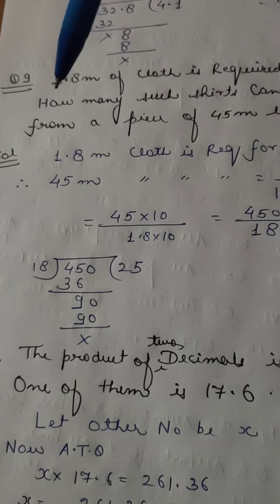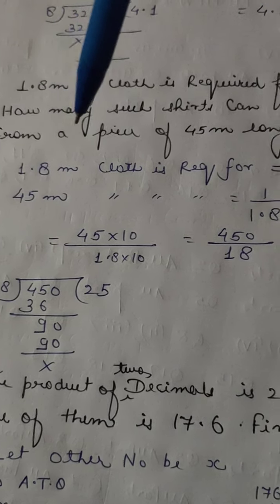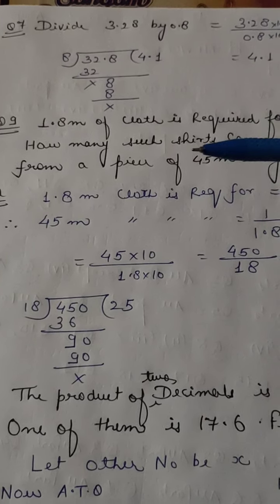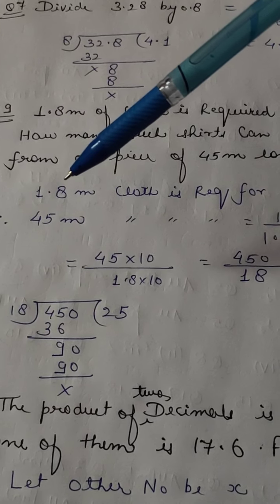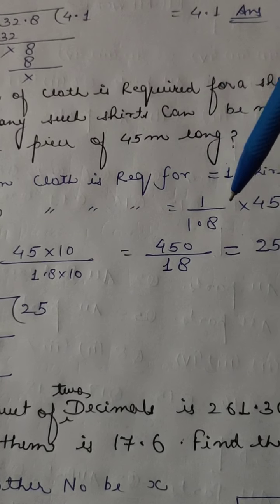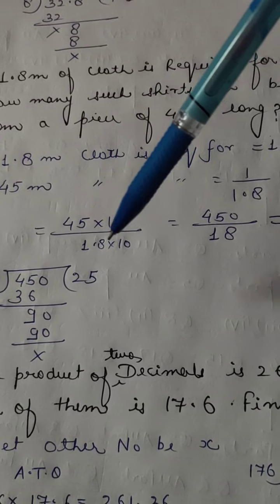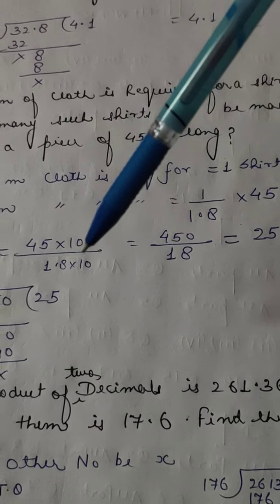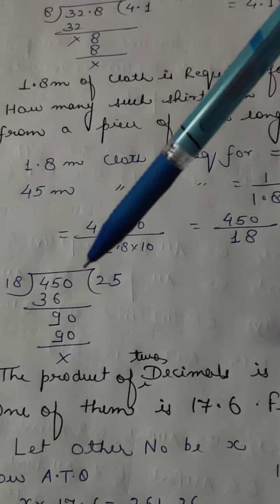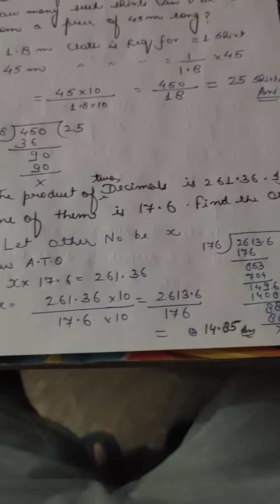Next is a word problem. 1.8 meter of cloth is required for a shirt. How many such shirts can be made from a piece of 45 meter long cloth? So by performing the normal unitary method, 1.8 meter of cloth is required for one shirt. Then 45 meter of cloth is required for how many shirts? 1 upon 1.8 into 45. So converting this 1.8 denominator into a whole number, multiplying both numerator and denominator by 10, we will get 450 divided by 18. Performing the division, 25 shirts is the answer.